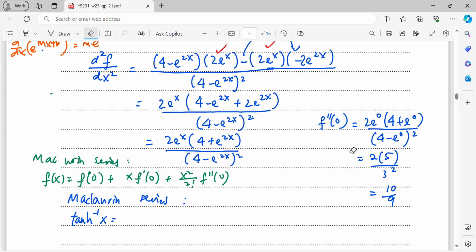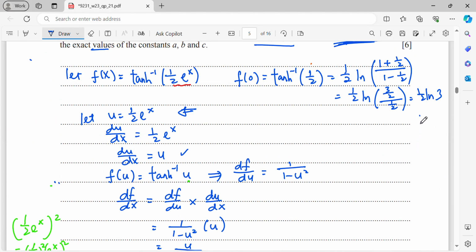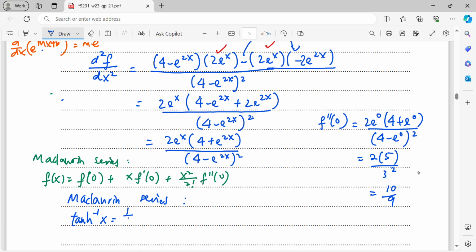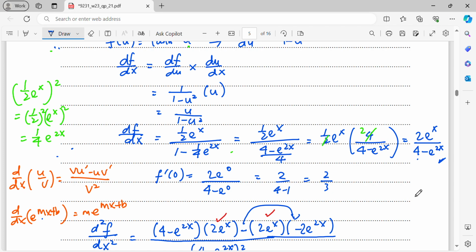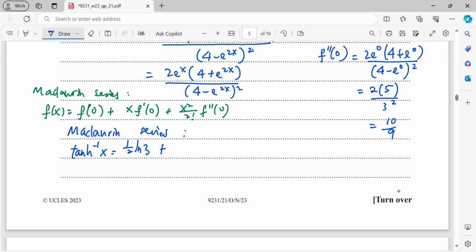Right, so now just replace. So I will be getting f0 is half ln 3. So here I will write half ln 3 plus the first coefficient 2 over 3 times x plus the next coefficient 10 over 9 times x squared over 2 factorial.